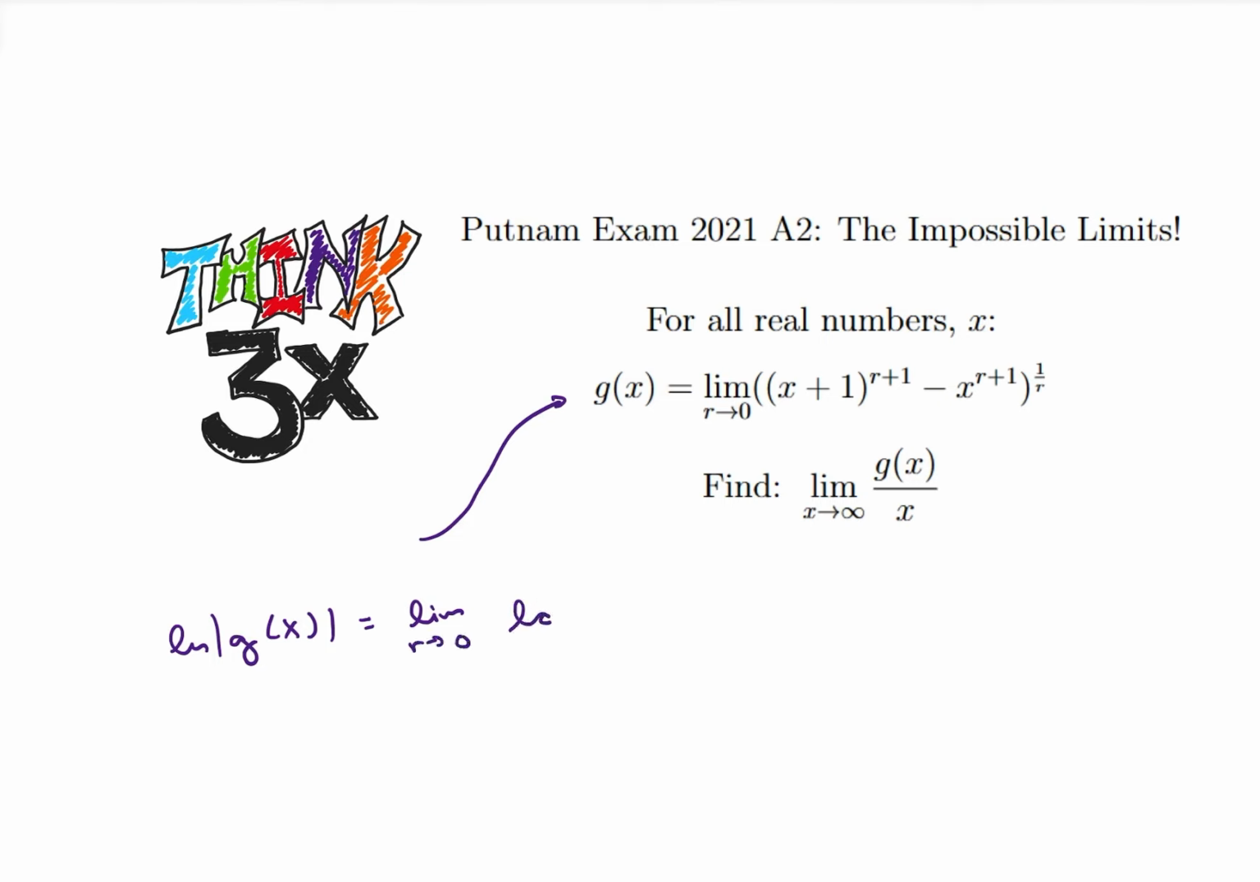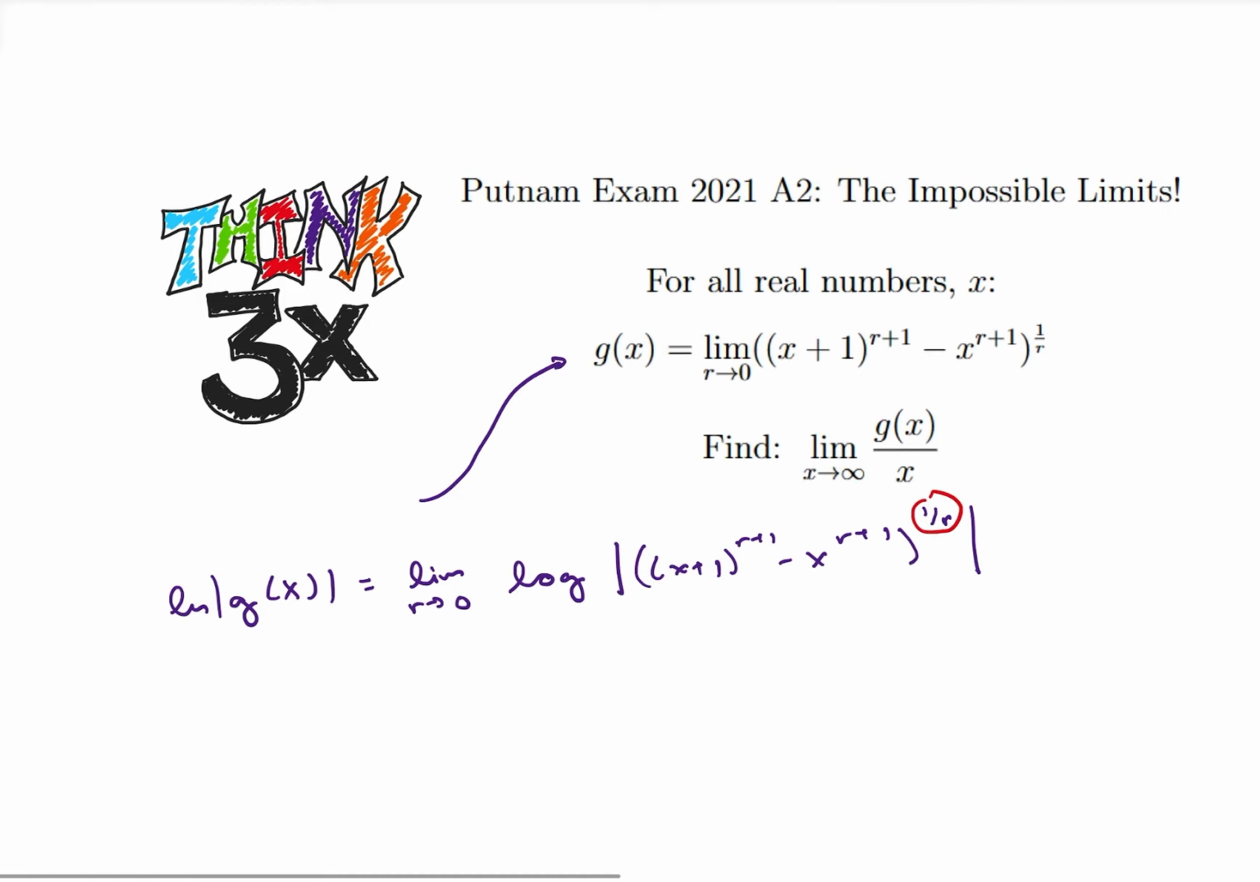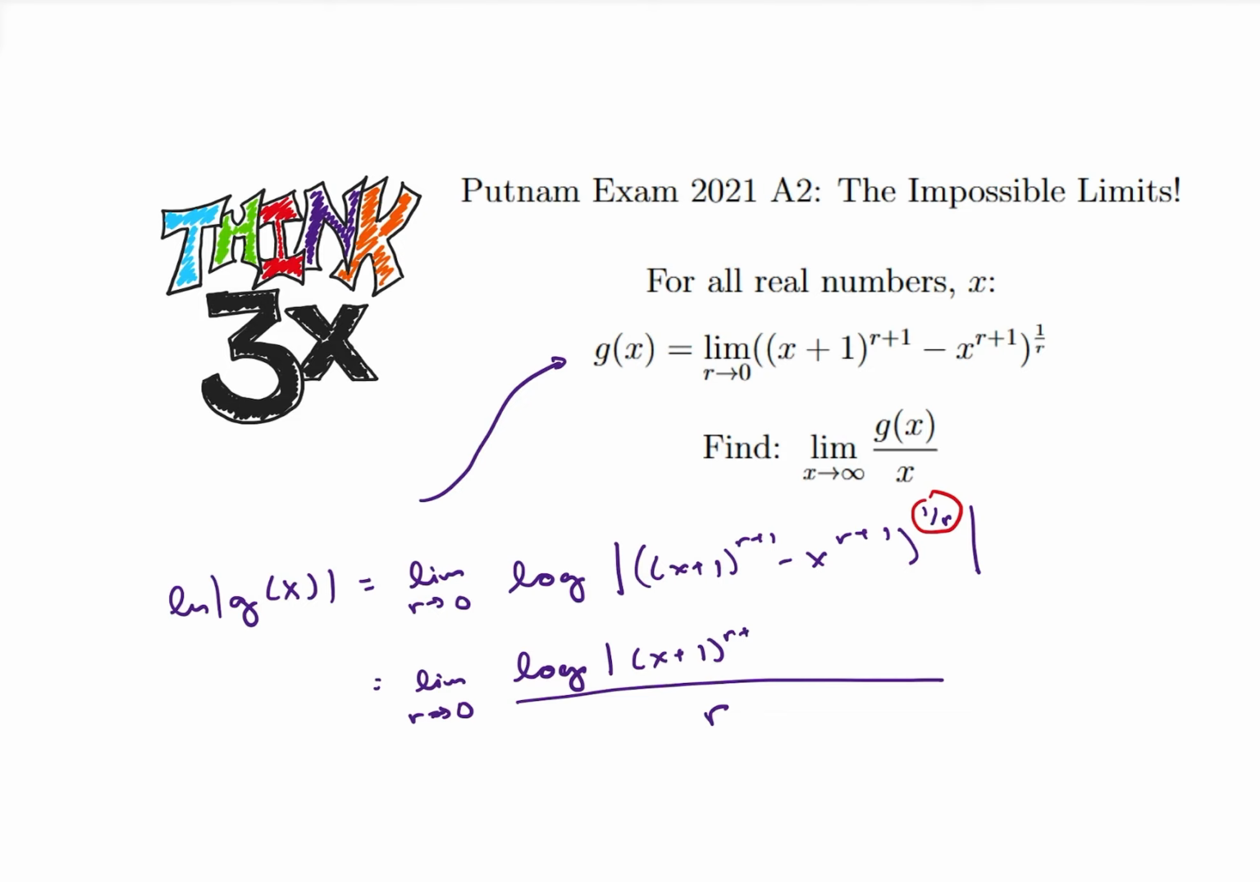of log of (x plus 1)^(r+1) minus x^(r+1), all to the 1 over r. And remember, when we have an exponent within a log function, we can pull that out. So let's take this 1 over r, and rewrite this as the limit as r approaches 0 of 1 over r times the log. I'm just going to write the whole statement over r, and inside we're going to have (x plus 1)^(r+1) minus x^(r+1). All right, so we have a little bit of a different statement in here.